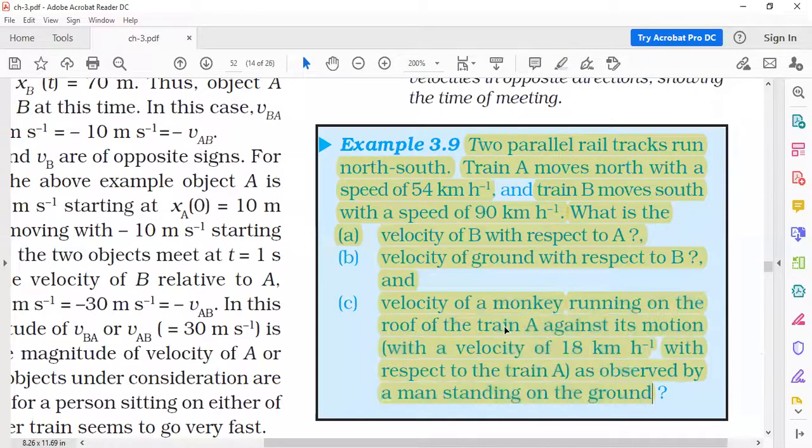I will repeat. I need to calculate the velocity of a monkey running on the roof of a train, against the motion of train A with a velocity of 18 km per hour with respect to train A, as observed by a man standing on the ground.